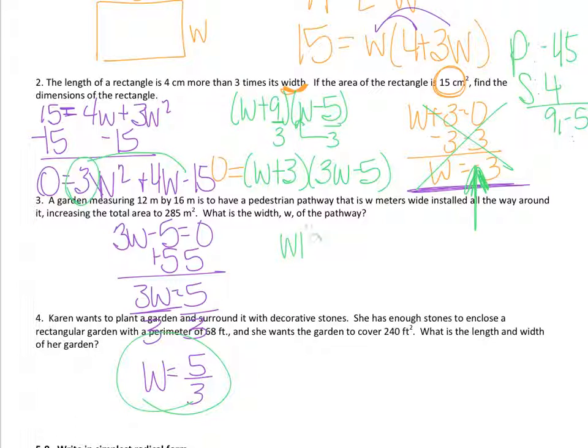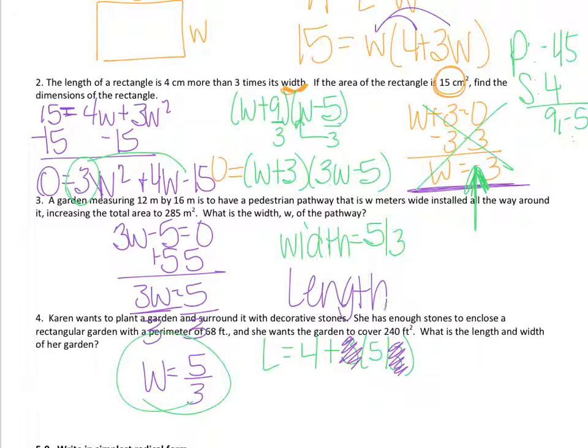Well, we know the width is 5 thirds. And we know that the length is 4 more than 3 times the width. Well, when you multiply by 3 and divide by 3, those are going to cancel. So the length is going to be 4 plus 5, which is 9. So that's our answer for that.